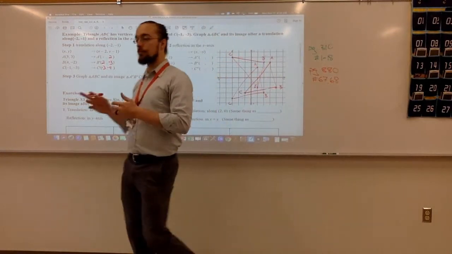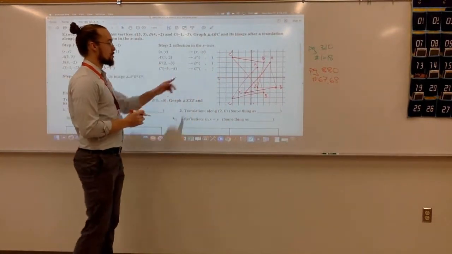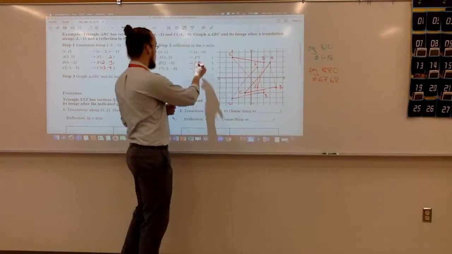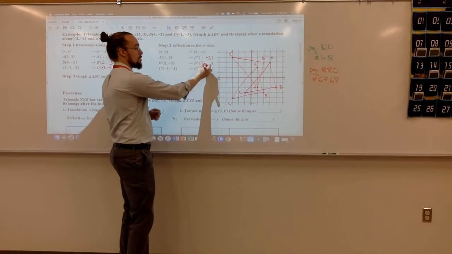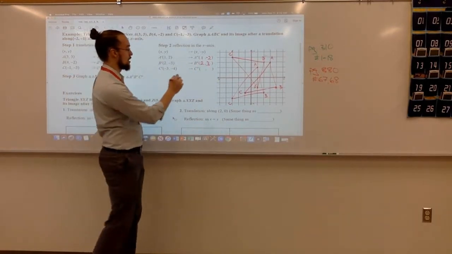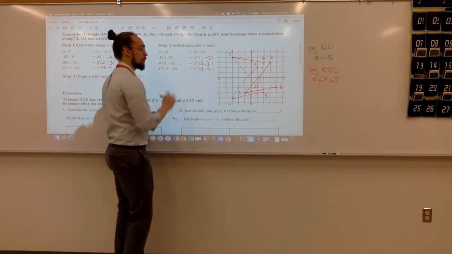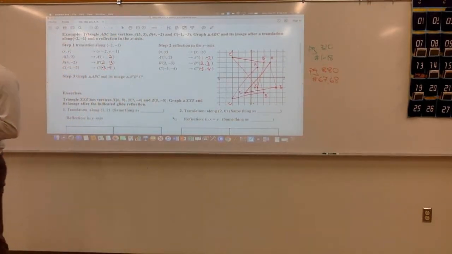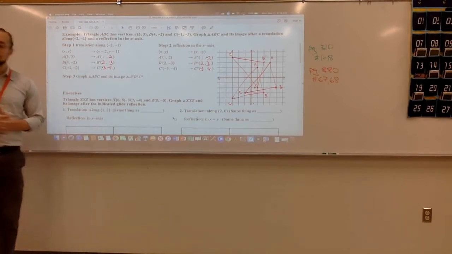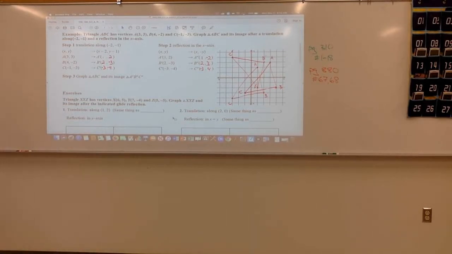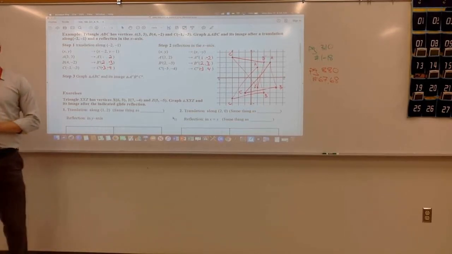So we still need to fill in our final coordinates here. A double prime is at 1, -2. B double prime is at 2, 3. And C double prime is at -3, 4. So these are things that we've already done. We've already done each of these individual operations. We're just doing a little bit more practice, doing multiple things in one problem. Questions?